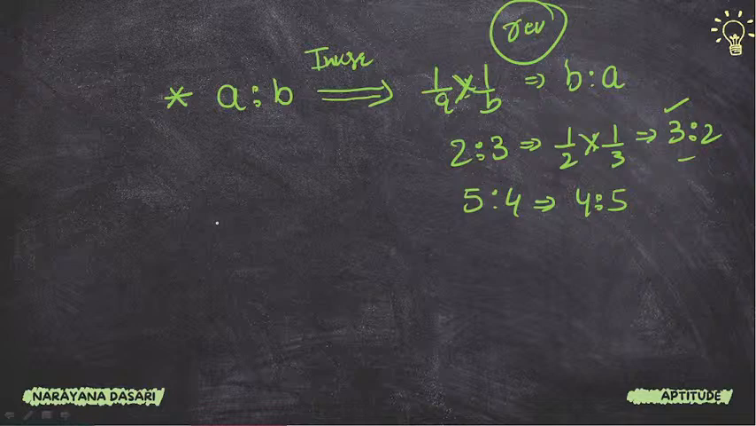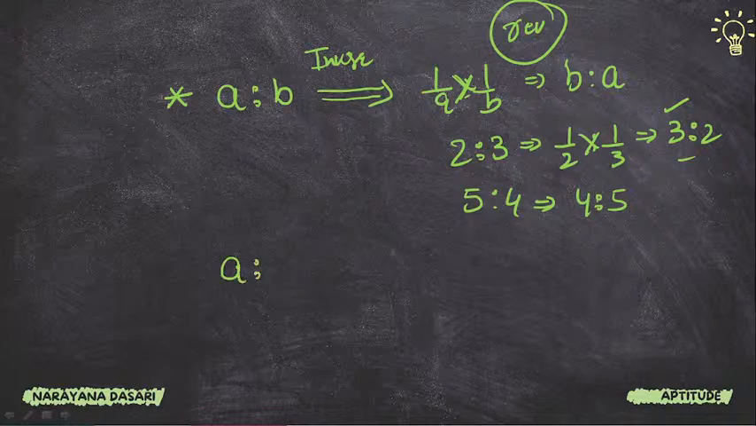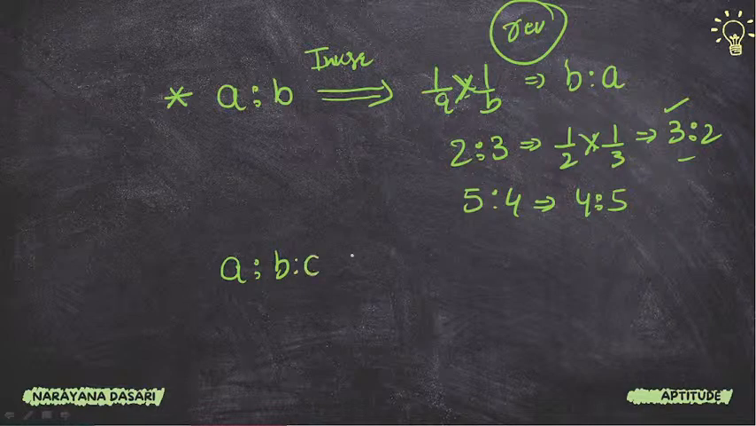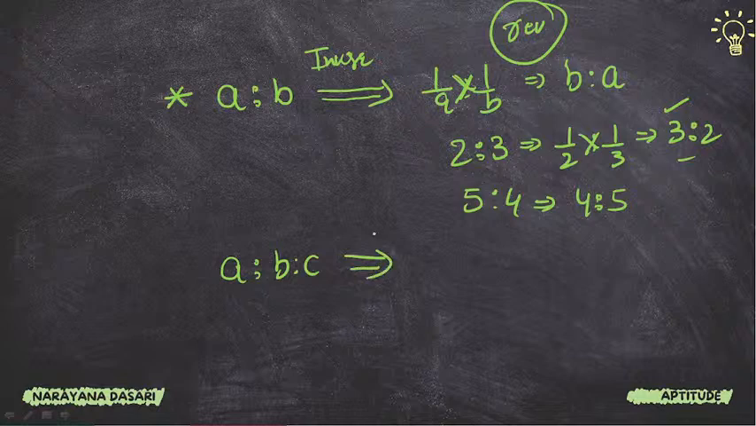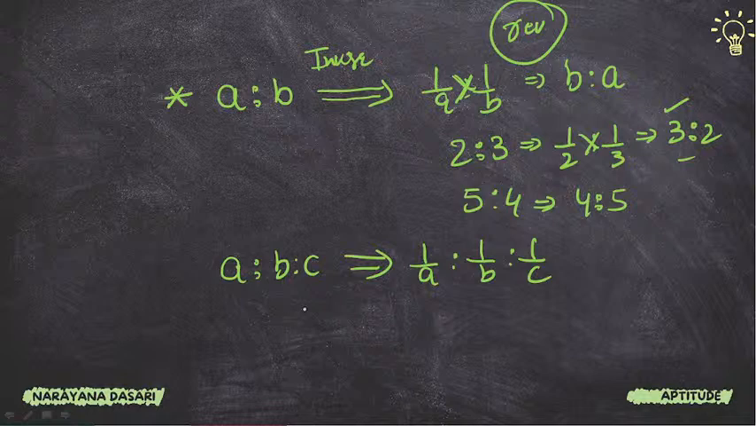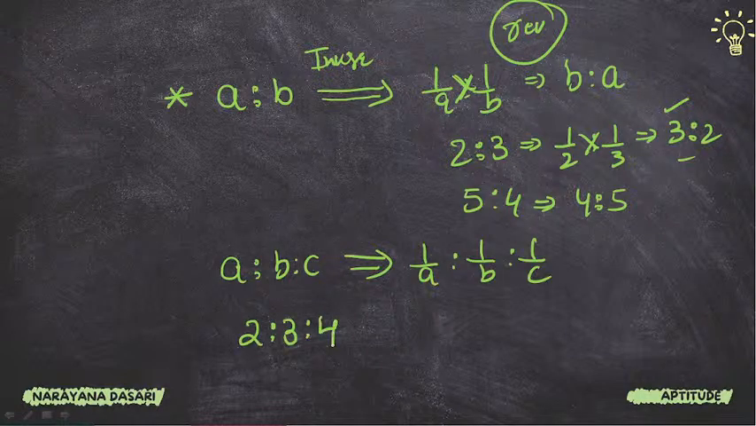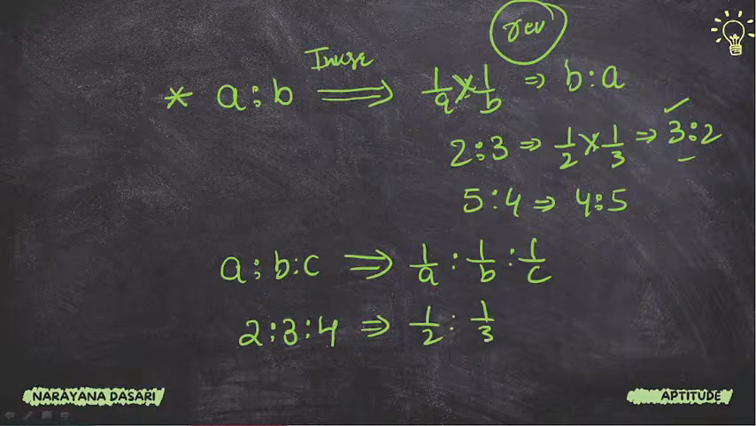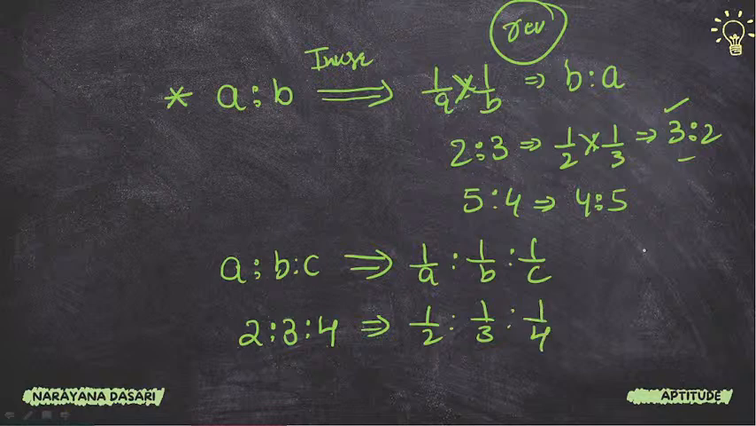So for example, 3 quantities are given. A is to B is to C. What is the inverse ratio? That is 1 by A is to 1 by B is to 1 by C. Right, we cannot do cross multiplication like this. For example, I'm taking one example. 2 is to 3 is to 4. What is the inverse ratio? 1 by 2 is to 1 by 3 is to 1 by 4.